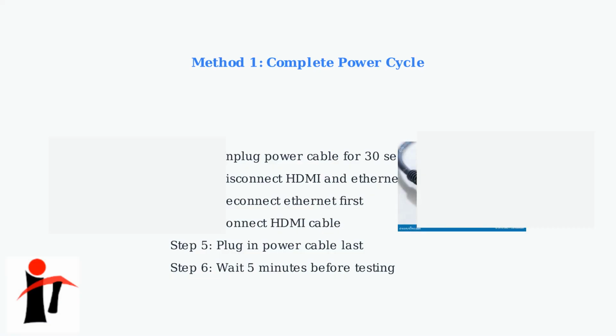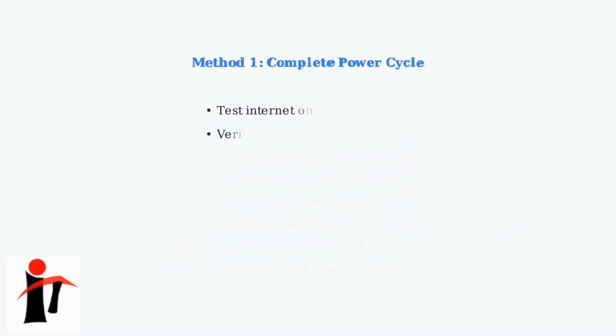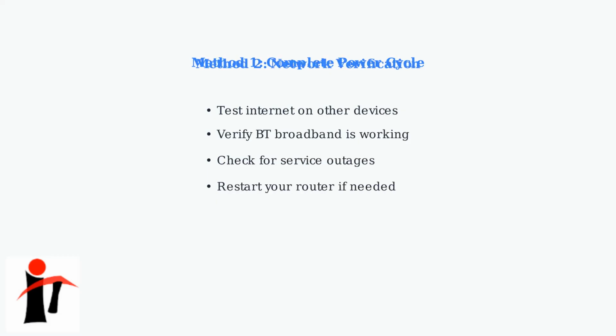Here you can see the Ethernet cables that provide your internet connection and the HDMI cables that carry the video signal to your television. If the power cycle doesn't resolve the issue, verify your network connection. Test your internet on other devices like your phone or computer to ensure your broadband is functioning properly. Check the BT Service Status website for any reported outages in your area. If other devices work fine but your YouView box doesn't connect, the issue is likely with the box itself.